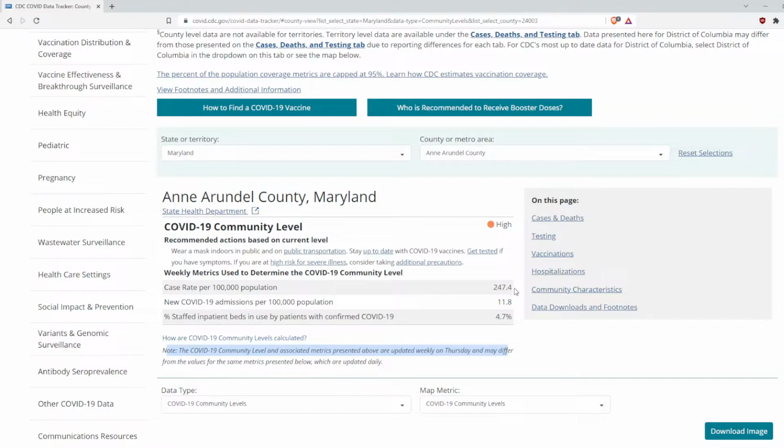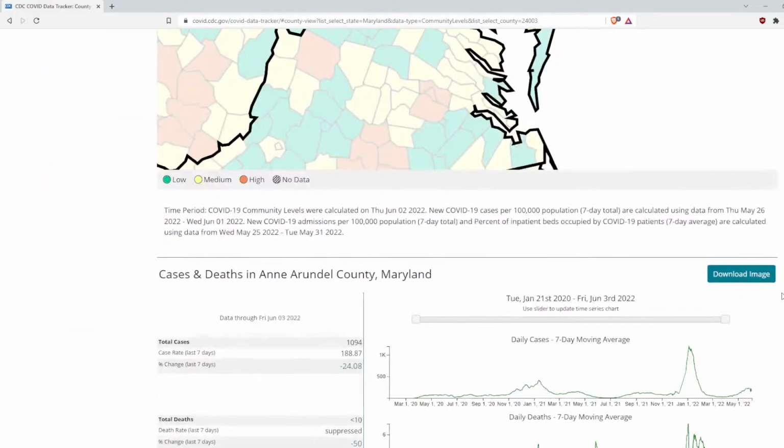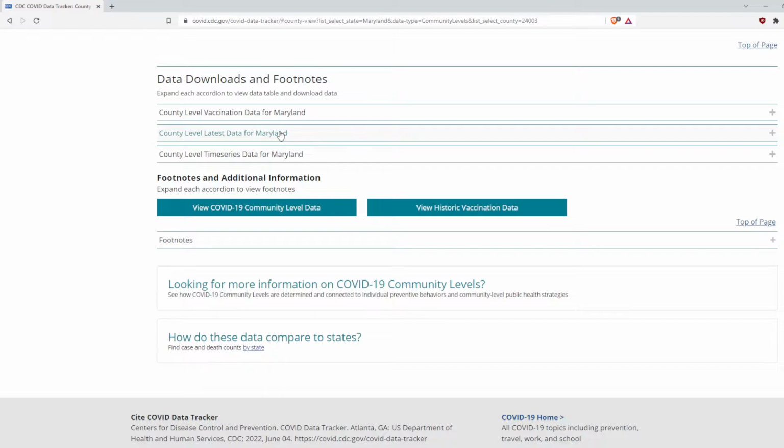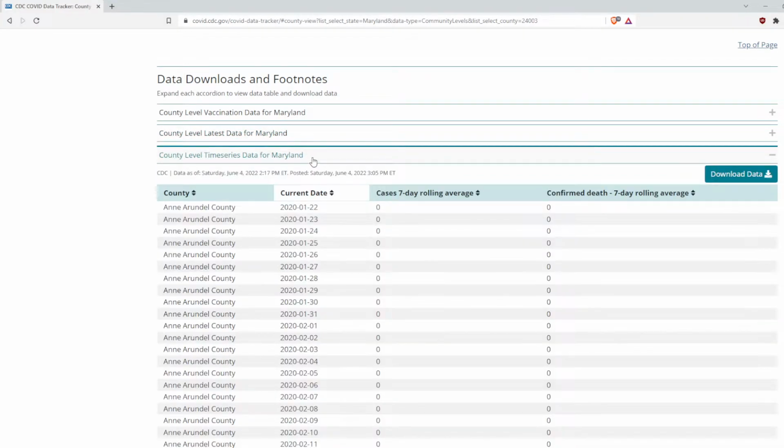But if we go down here, we take their number as 247.4, and we go down here. CDC provides the latest level data. Unfortunately, they don't actually provide the day for which the determination of low, medium, high was used. We see that this is actually lower than 200 for today, for the last 7 days. But we do have somewhat of the available data on the time series.